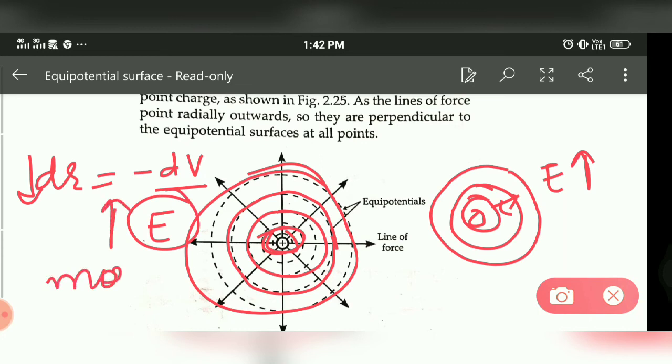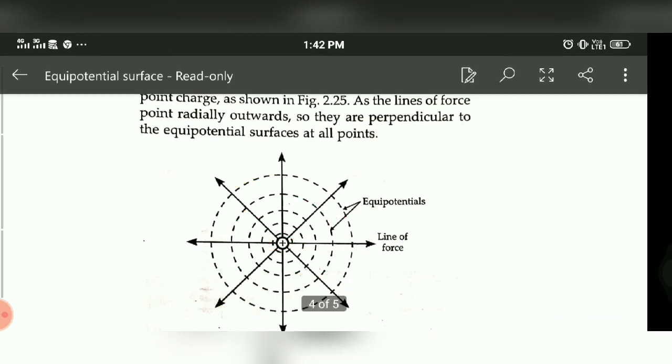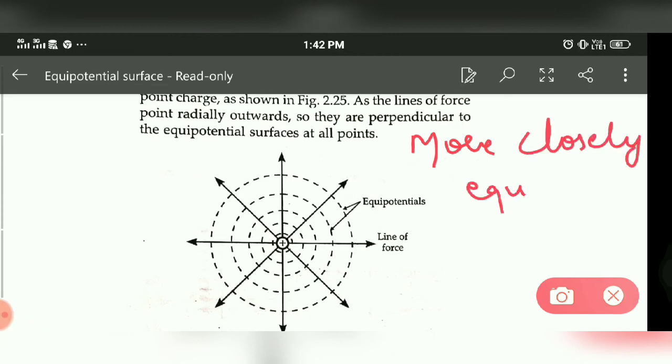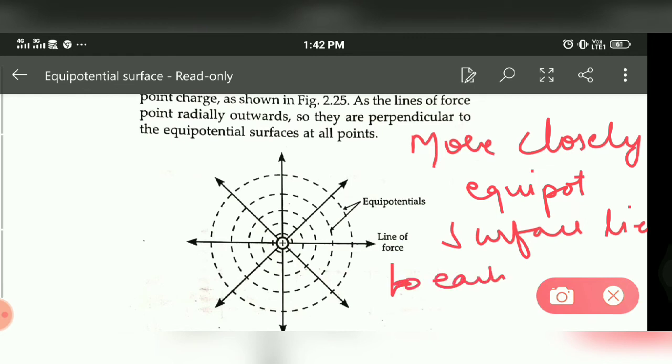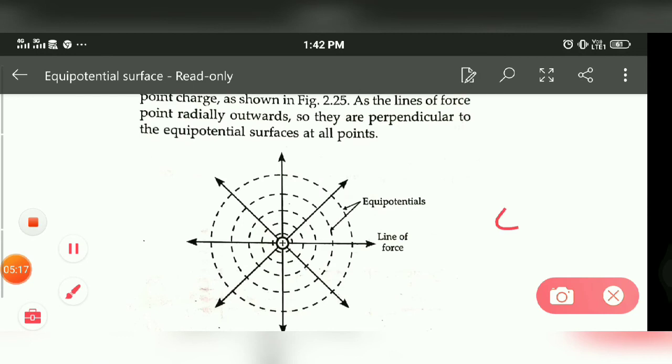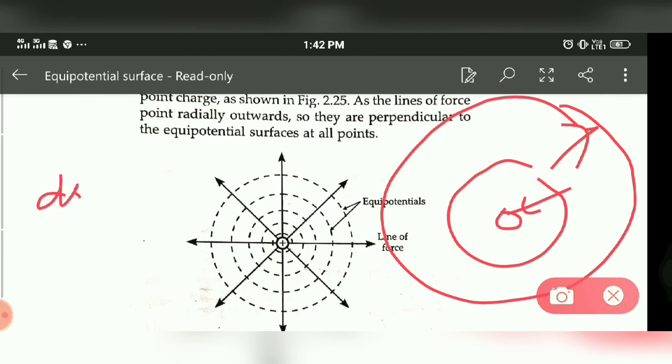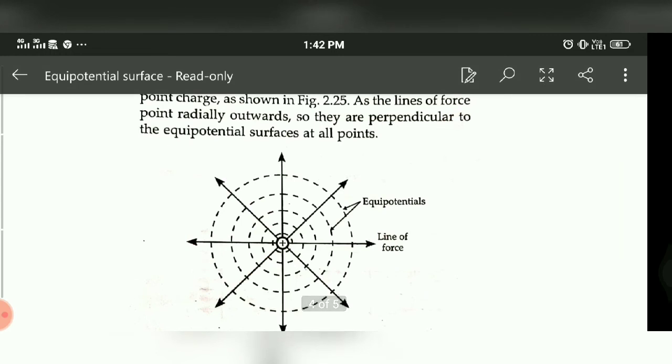So the more closely the equipotential surfaces lie to each other, the more the electric field. If they lie far from each other, this is the first circle, second circle, third circle, and the spacing is large. If dr is more, then E is going to be less. So weaker is the field.